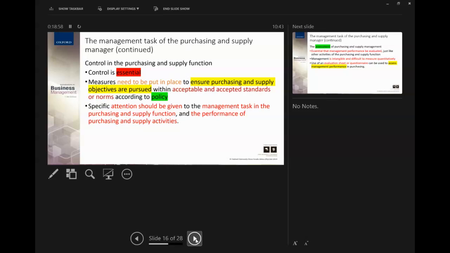Control in the purchasing and supply function. All right, control is essential. Why is control essential? You guys have spoken at length, I'm sure, in management, whether it was in school. I know not all of us may have had it, but I'm sure at tertiary you guys have discussed planning, organizing, leading, and controlling. Why would we need control in the purchasing and supply function? What is the relevance there? Talk to me, guys.